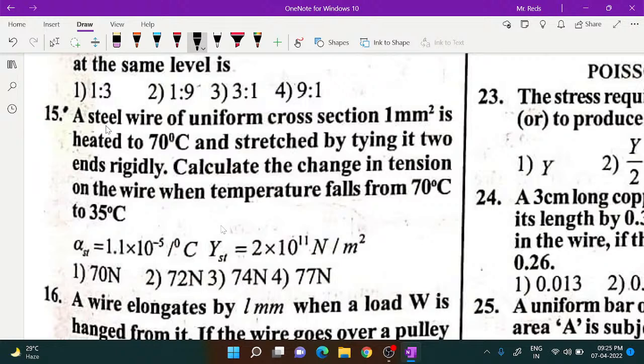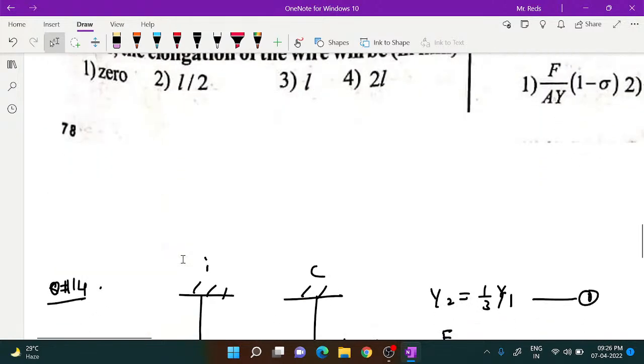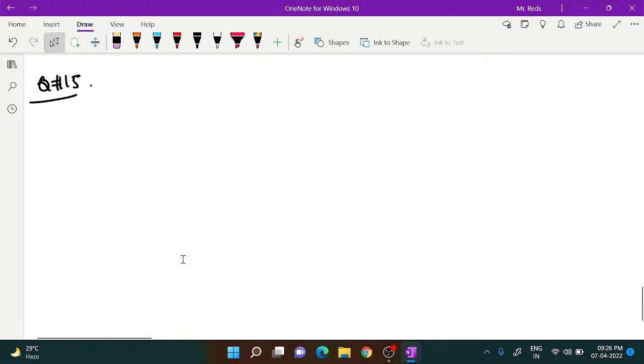What is given and what you are asked to find? So area is given, initial temperature is given, final temperature is this. When they're stretched by tying to rigid supports, we are asked to find what? Calculate the change in tension. Initially at this temperature, tension will be some T1, and when temperature is decreased to this, tension changes to some new value. So what is the new value? The change in tension you have to find out, right? Let us try to understand how to do this.